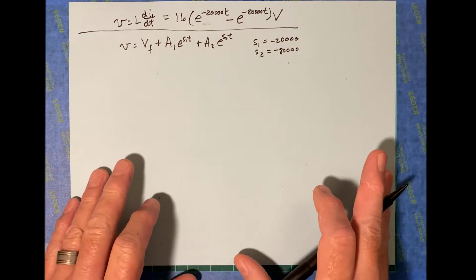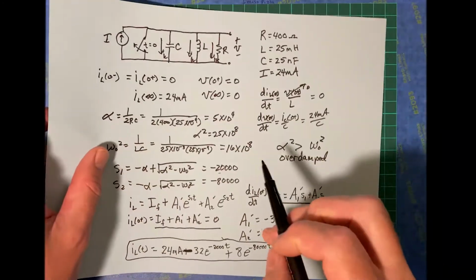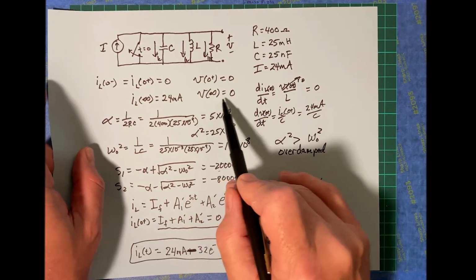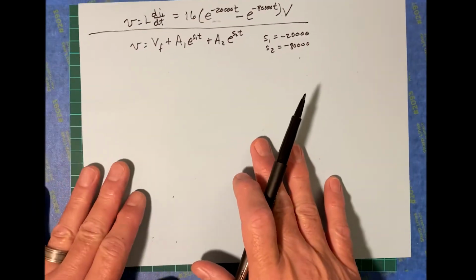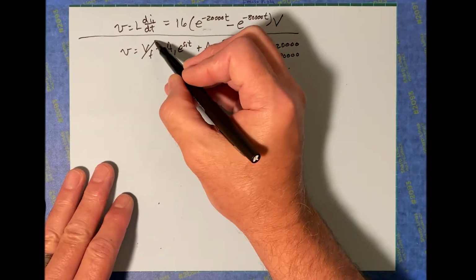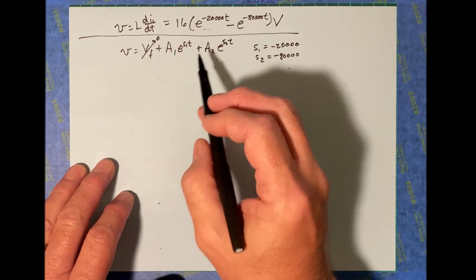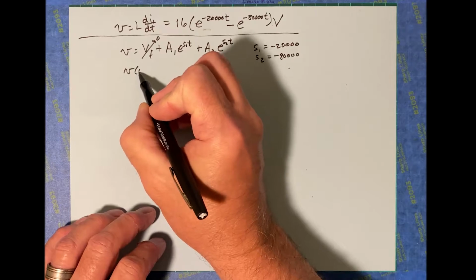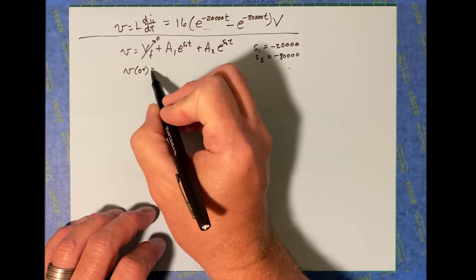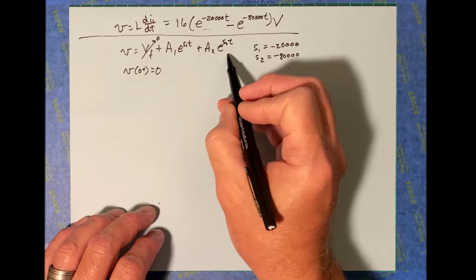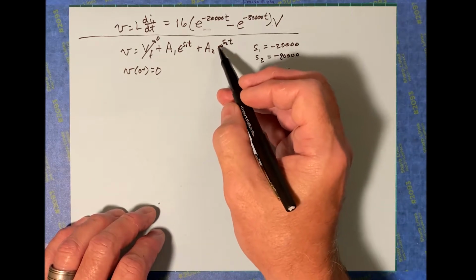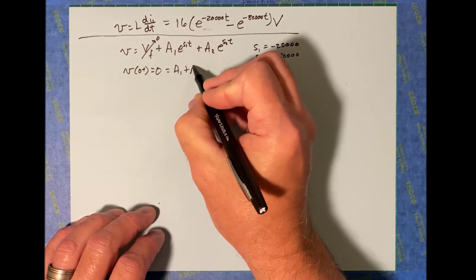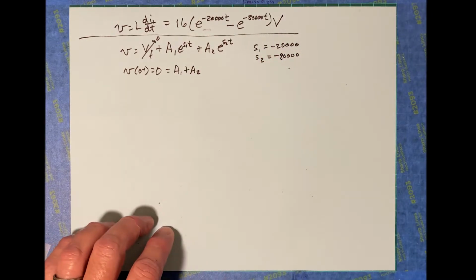The V final, let's see. V final, according to our analysis, is going to be 0 here. That's V at infinity. So V final is 0. All right, so we know that that term right there goes to 0. So we're just left solving for A1 and A2. Well, you use your initial conditions. V at 0 plus is going to be 0, so you take your voltage function here and you evaluate it at T equals 0. The exponentials will go to 1, and we're left with A1 plus A2, like that.